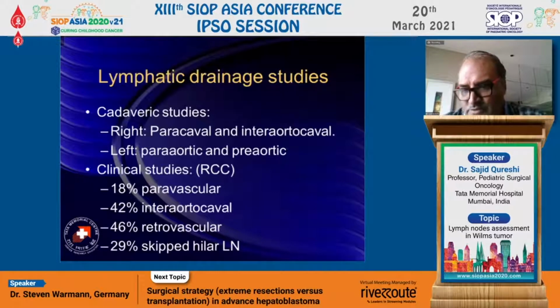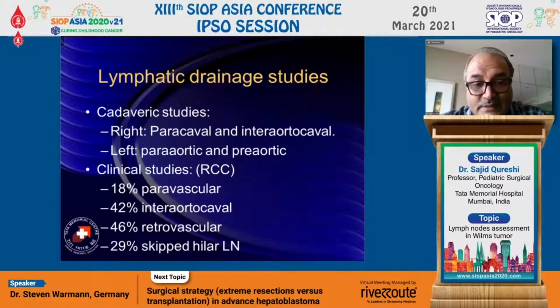So if we know where to sample, we can get an idea that we should be doing this. That answer can be given by some cadaveric studies in which, for right-sided tumors, lymphatic drainage was in the paracaval and interaortocaval region. For the left-sided tumor, para-aortic and pre-aortic lymph nodes were the commonest nodal basin. And interestingly, the hilar lymph nodes were not involved in this small study.